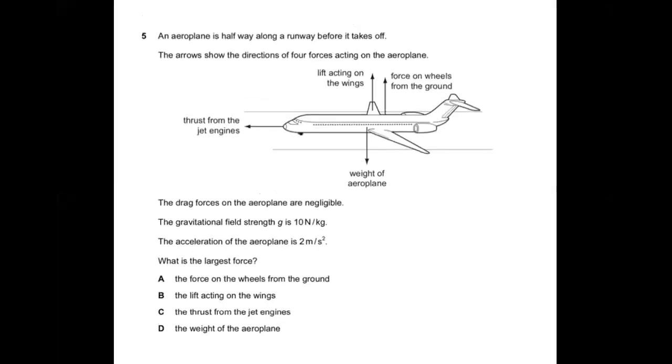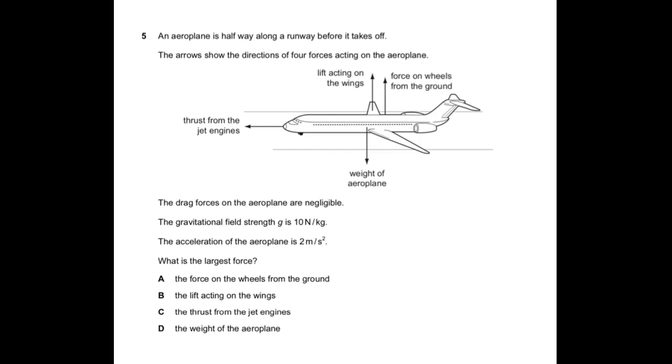An aeroplane is halfway along a runway before it takes off. The arrows show the directions of 4 forces acting on the aeroplane. The drag forces on the aeroplane are negligible. The gravitational field strength is 10 Newton per kg. The acceleration of the aeroplane is 2 meters per second square. What is the largest force?